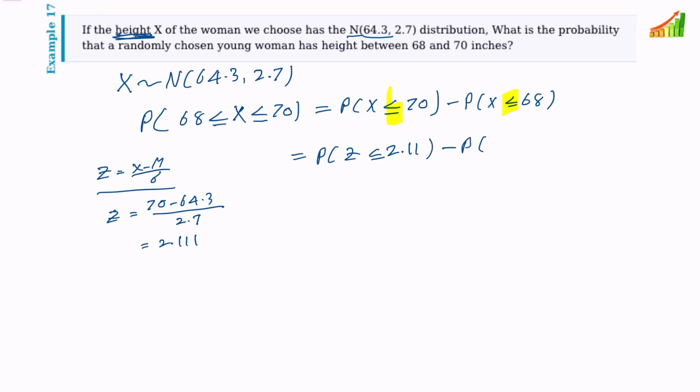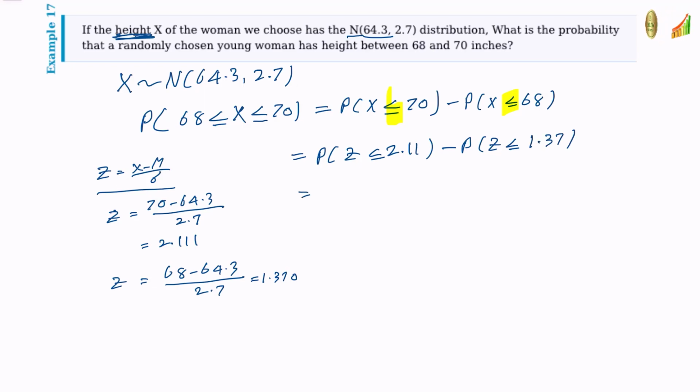Next one, probability z less than or equal. Here z equals 68 minus 64.3 divided by 2.7. That is 1.370. I write here 1.37.